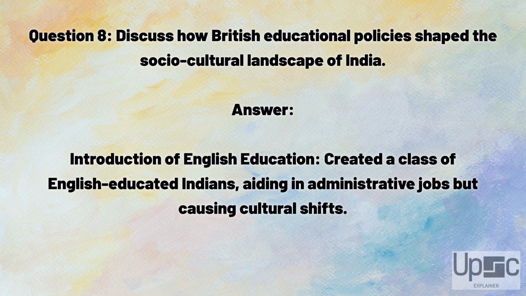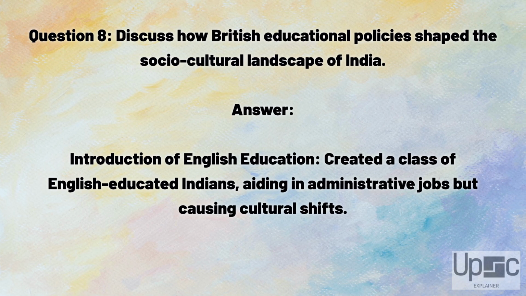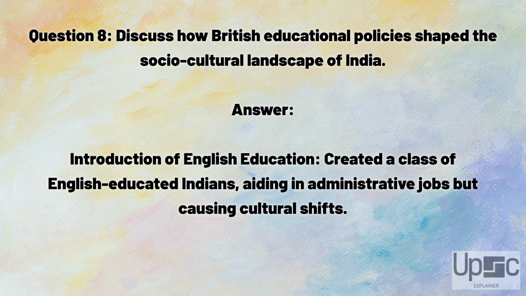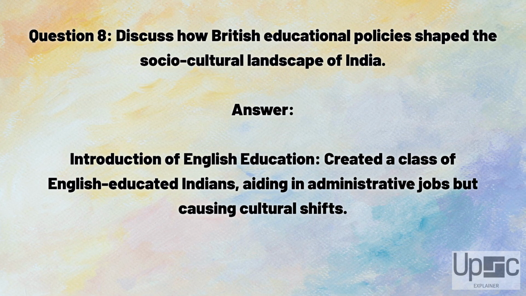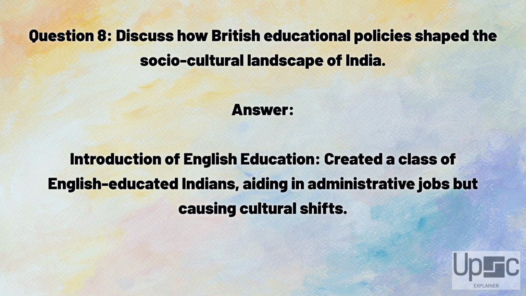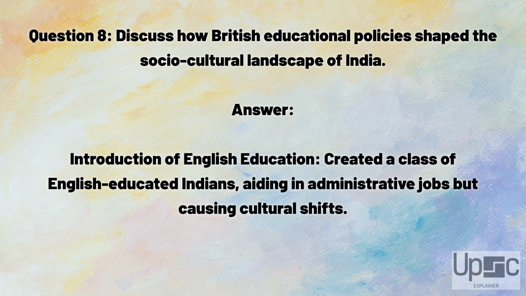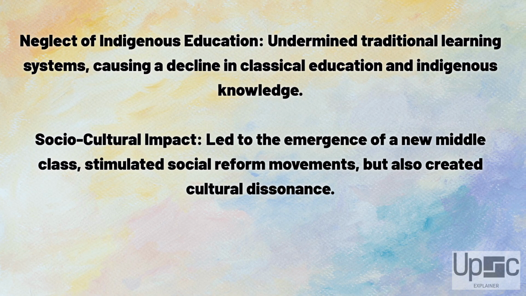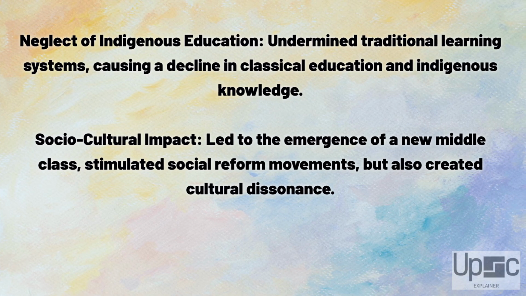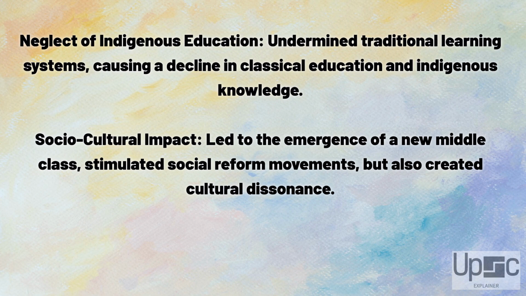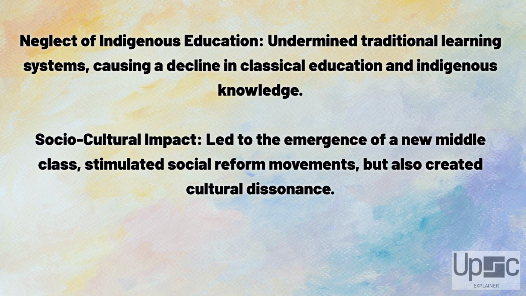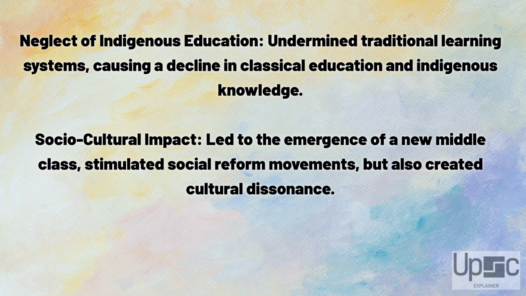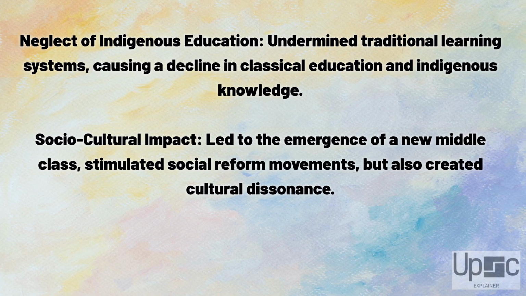Question 8. Discuss how British educational policies shaped the socio-cultural landscape of India. Answer. Introduction of English education created a class of English-educated Indians, aiding in administrative jobs but causing cultural shifts. Neglect of indigenous education undermined traditional learning systems, causing a decline in classical education and indigenous knowledge. Socio-cultural impact led to the emergence of a new middle class, stimulated social reform movements, but also created cultural dissonance.